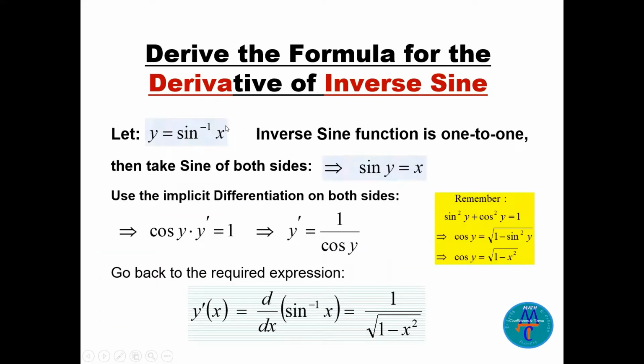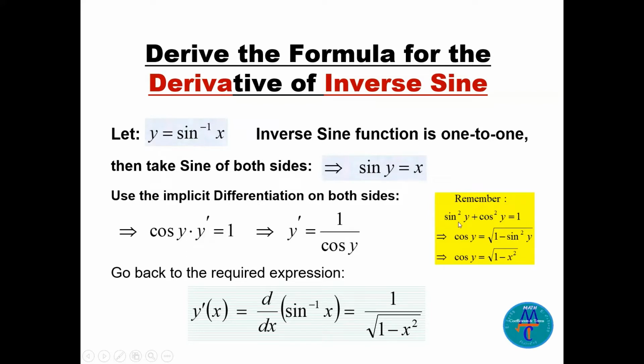Let's start with y equals inverse sine of x. Since this function is 1 to 1, let's take the sine of both sides. So we will have sine of y is equal to x. Now let's use implicit differentiation on this equation. The derivative of sine of y, and remember y is a function of x, will be cosine of y times y prime, equal to the derivative of x, which is 1. So directly we can write y prime equals 1 over cosine of y.